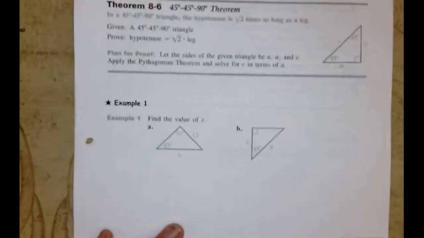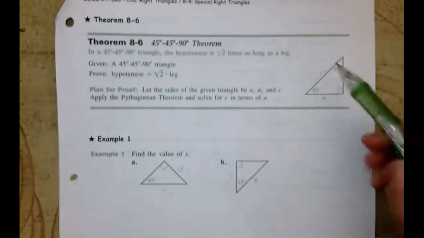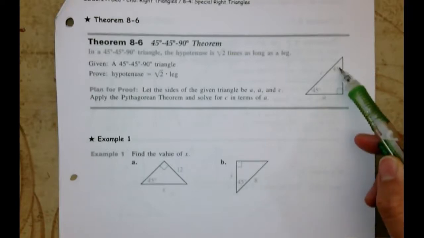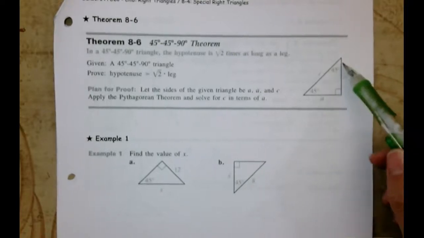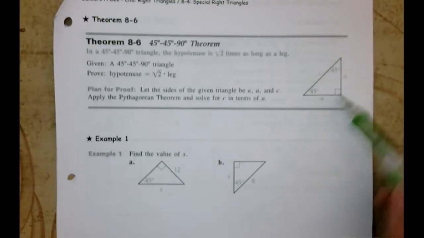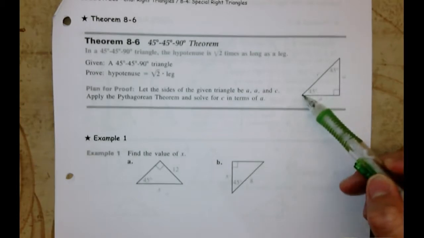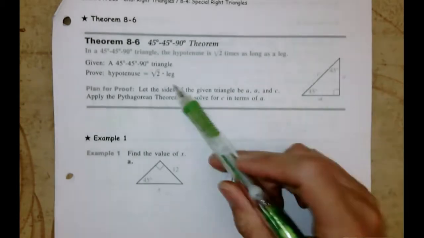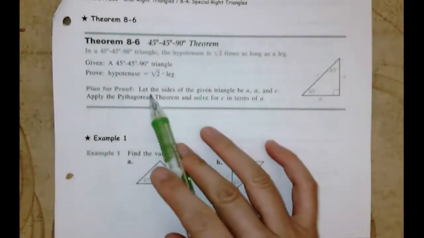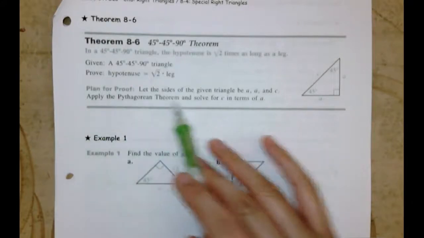So here are the two theorems. If we have an isosceles right triangle, right? 45 and 45. This is a right triangle. If it's an isosceles right triangle, the 45, 45, 90 triangle, the length of the hypotenuse is root 2 times the length of the leg. Okay. Let the side of the given triangle be A, and C the hypotenuse, and apply the Pythagorean theorem to solve for C.